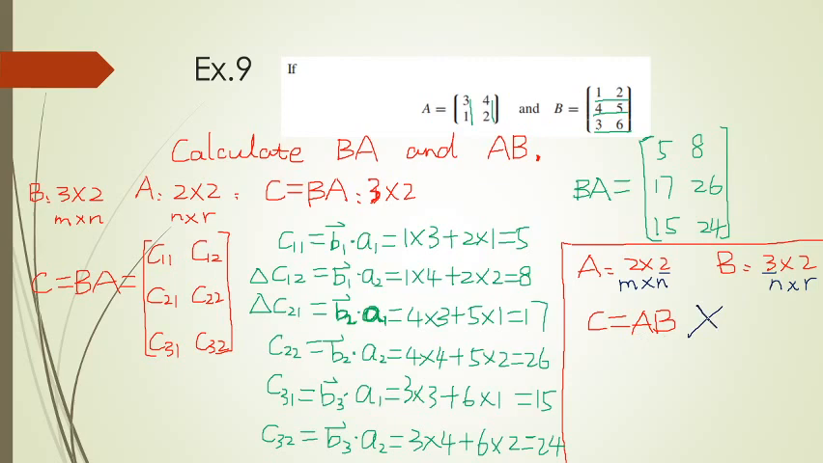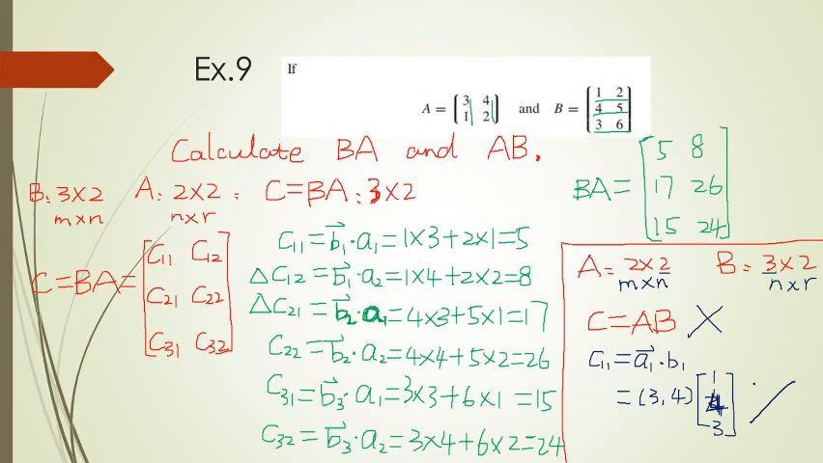Or you can check that if you do the rows, okay? For example, if you calculate C11, which is A1 row vector times the B1 column vector. What is the row vector? 3, 4, right? What is the column vector? 1, 3, 4. How can you do the multiplication? We only have 2 elements in A, but we have 3 elements in B1. So we cannot do any A times B.